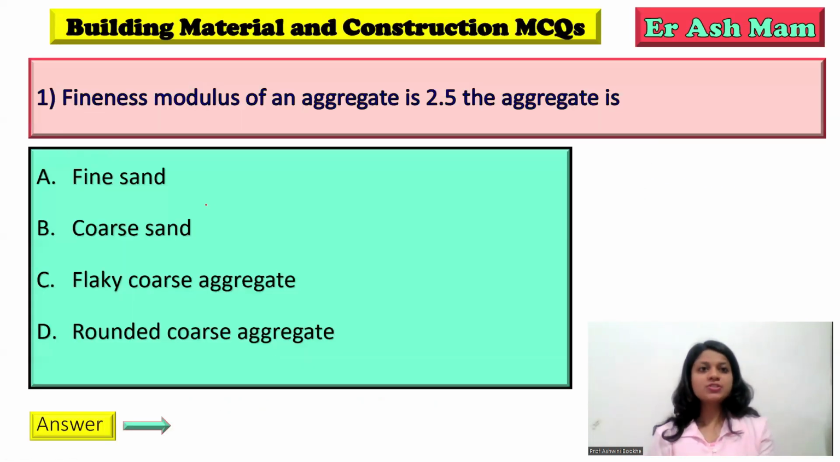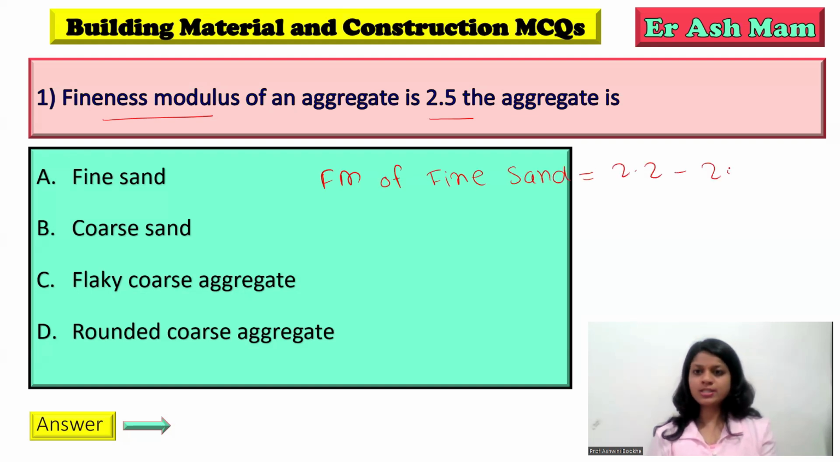So the first question is: the fineness modulus of aggregate is 2.5. The aggregate is what? We know that the fineness modulus of fine sand is equal to 2.2 to 2.6.